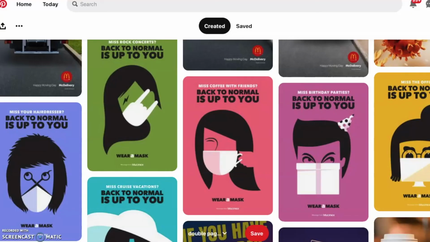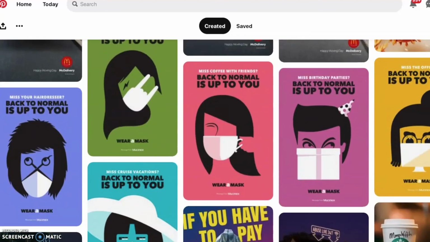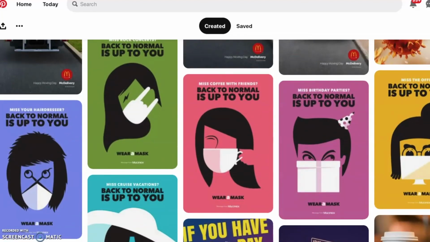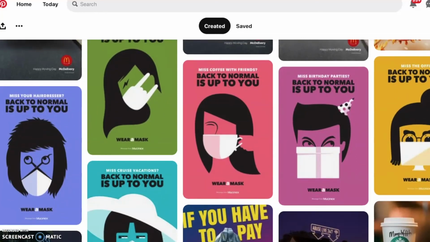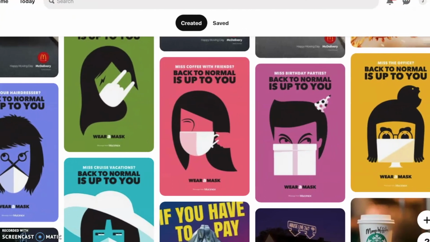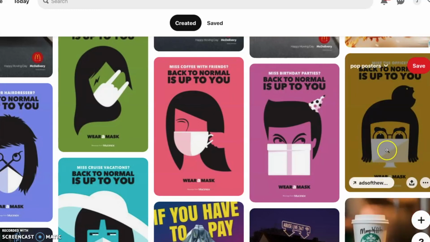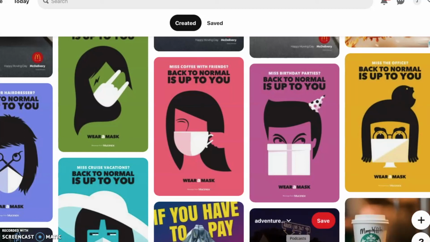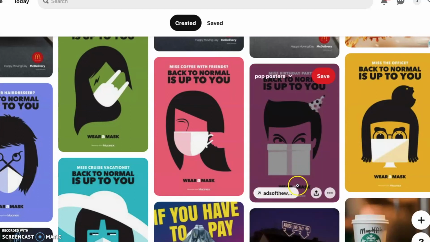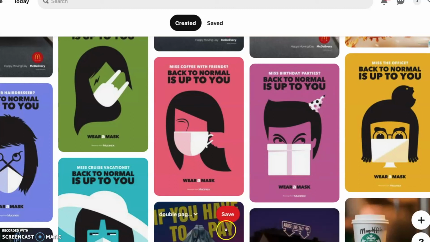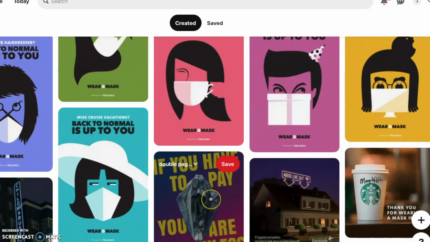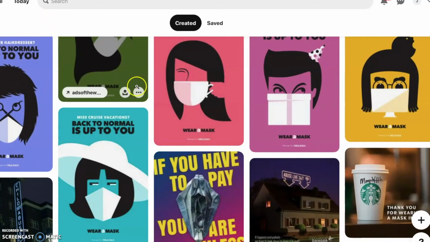These were a series of ads basically trying to get across the message that if you wear a mask, some of the things that you like to do will come back sooner. You can see the one on the very far right. It says, "Miss the office, back to normal is up to you." So it shows a computer monitor being a metaphor for a mask, right? So it's flipping the two. Miss birthday parties, wear a mask, right? So you see the box is the mask. Miss coffee with friends, so you see the coffee, and you get the idea. So it's flipping the idea of what the mask is.